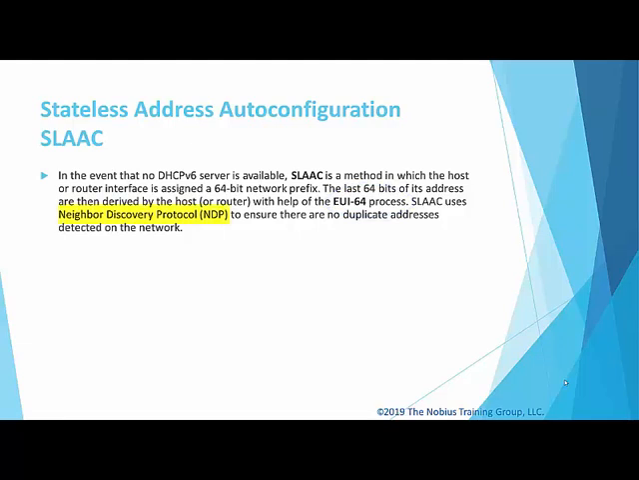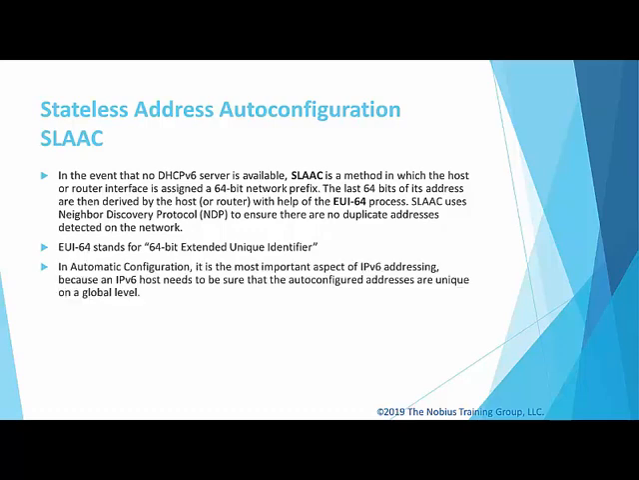SLAAC uses Neighbor Discovery Protocol to ensure that no duplicate addresses are detected on the network. EUI-64 stands for 64-bit Extended Unique Identifier. In automatic configuration, it is the most important aspect of IPv6 addressing because an IPv6 host needs to be sure that the auto-configured addresses are unique on a global level.